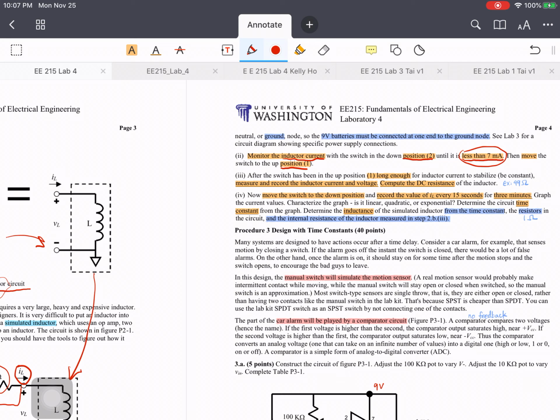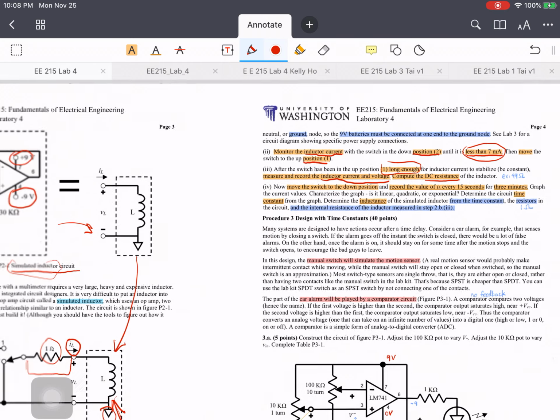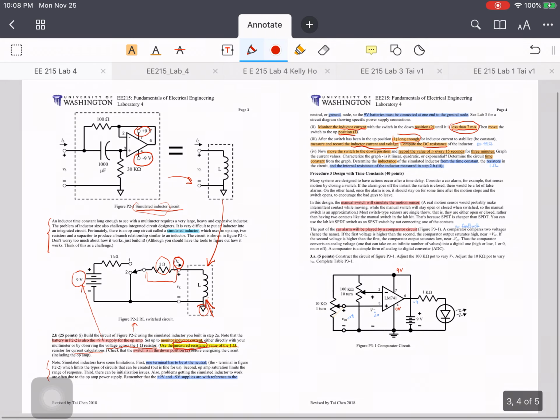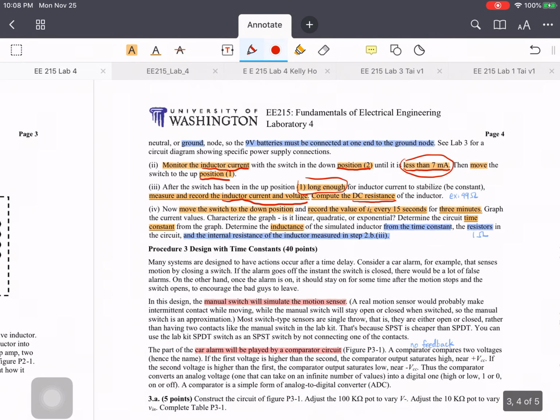So now after the switch has been in the up position 1 long enough, measure and record the inductor current and voltage. Compute the DC resistance of the inductor. So you have to measure and record the inductor current and voltage, IL and VL, and then measure the DC resistance. For example, the resistance could be 99 ohms.